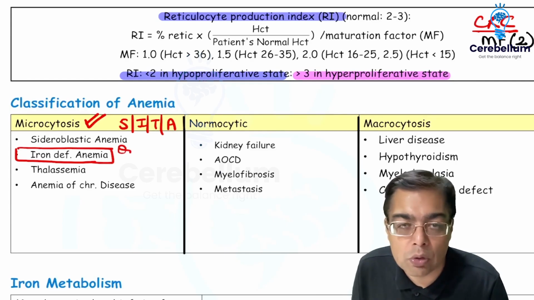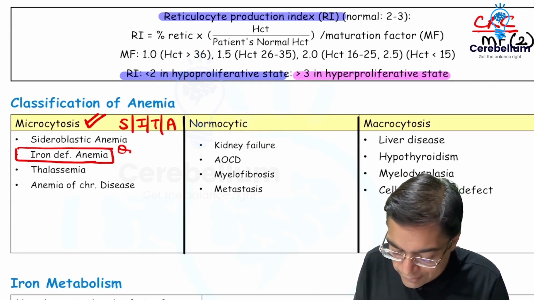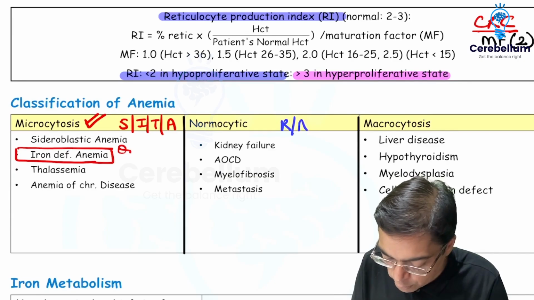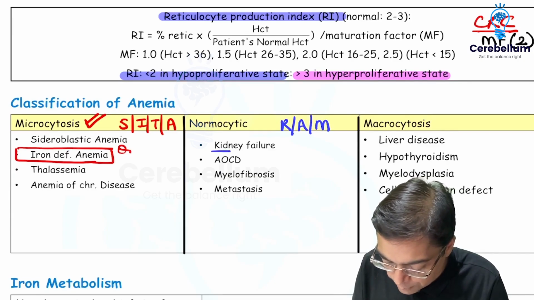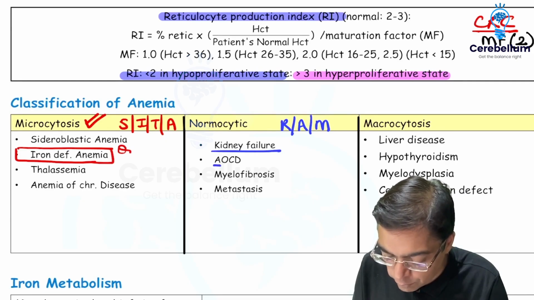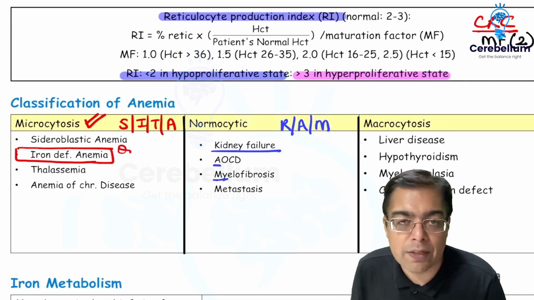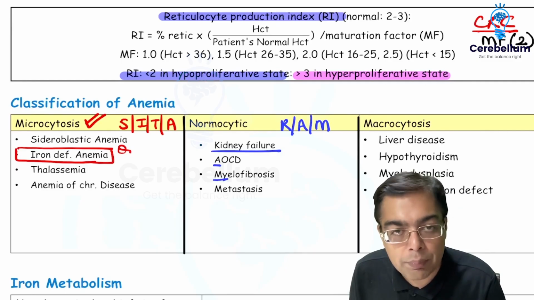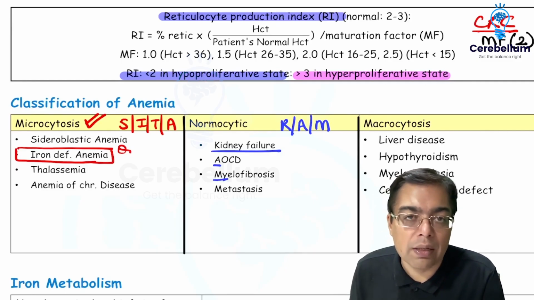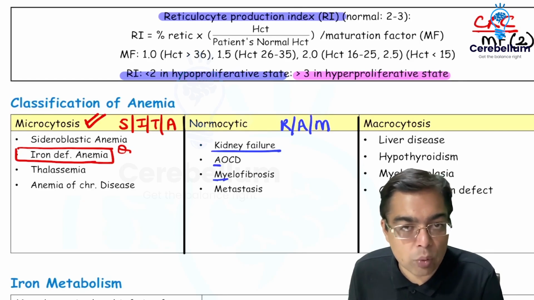Normocytic anemia can be remembered with the name of Lord Ram. So we can be talking about a patient having renal failure, anemia of chronic disease, myelofibrosis as well as metastasis. What you need to remember here is, if you observe carefully, anemia of chronic disease features in normocytic normochromic anemia. It is also present as a cause of microcytic hypochromic anemia.